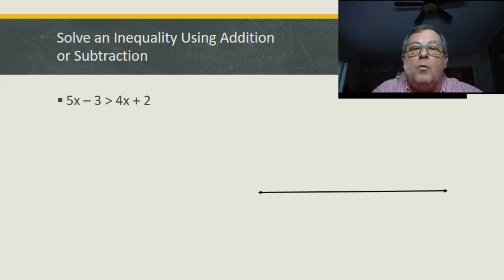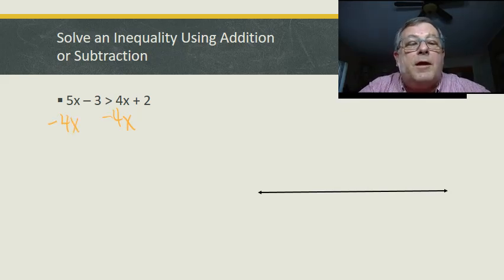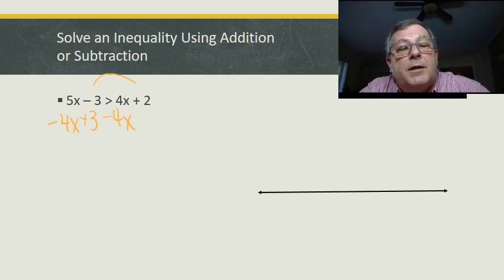I prefer, and I think you should, do everything you can to get your variables on the left side of the inequality, your constants on the right. And so let's go about doing that. I'm going to start here by subtracting 4x from both sides. And if I want to get my constants on the right side, I'm going to move this -3, and in order to do so, I'm going to add 3 to both sides.